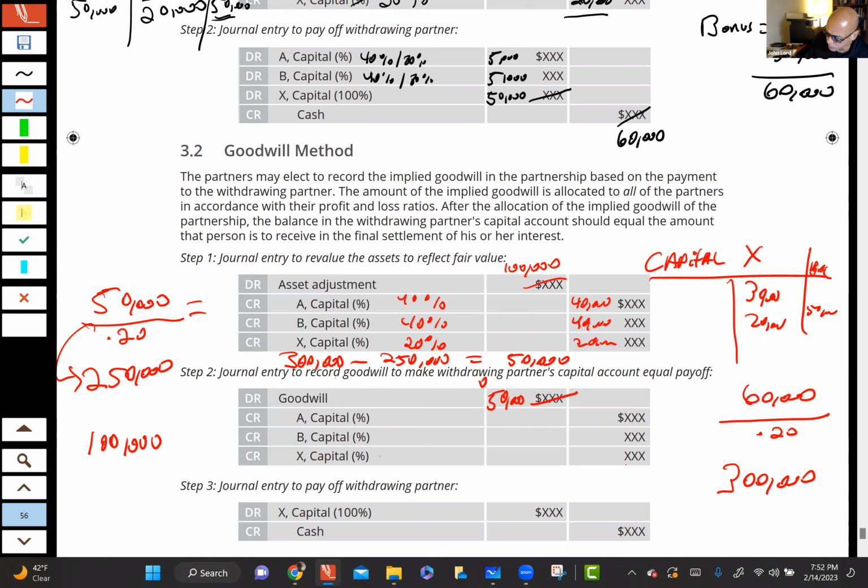The capital account is going to be cashed out of this guy in a second, but you've got to give him what? If the goodwill's 50 and he's a 20% owner, the 50,000 of goodwill times 0.2 gives him 10,000. So we just added 10,000 to his, so that brings his account to 60.